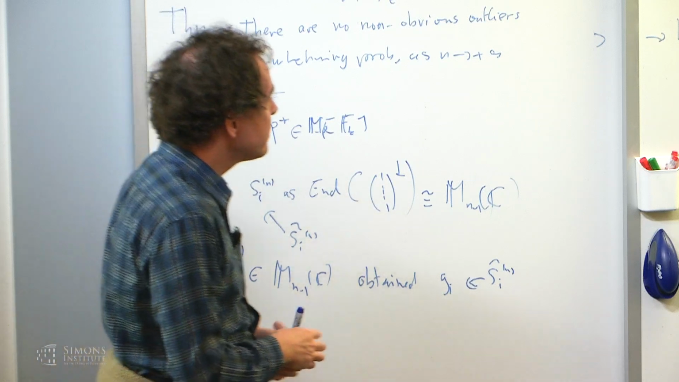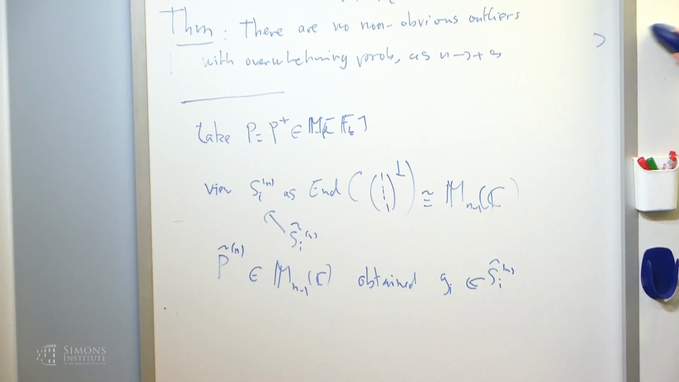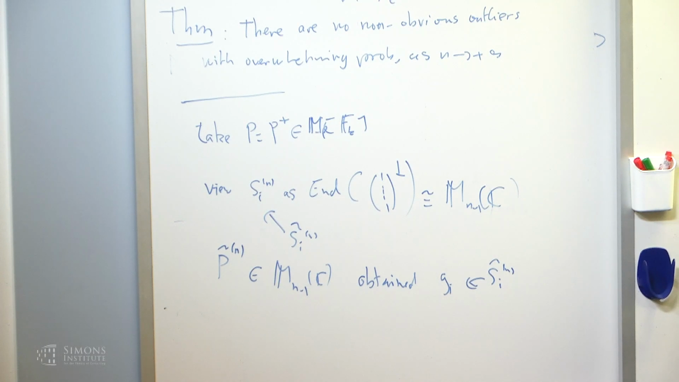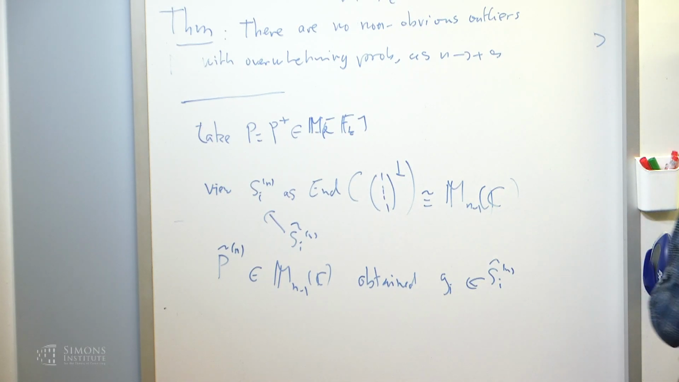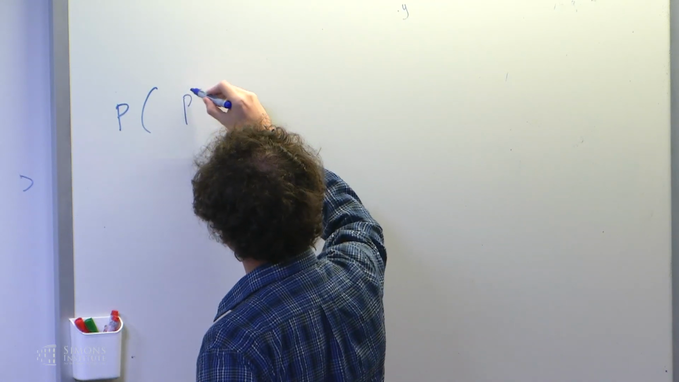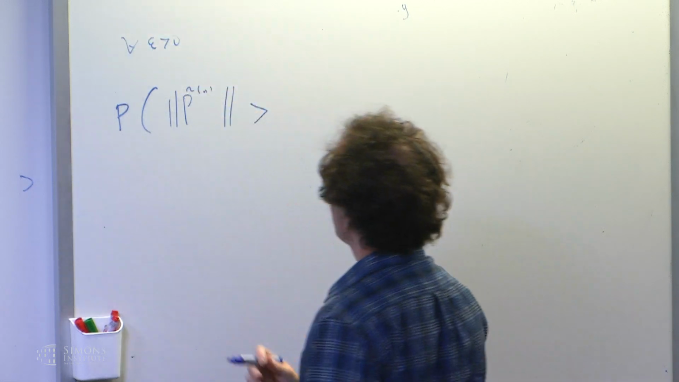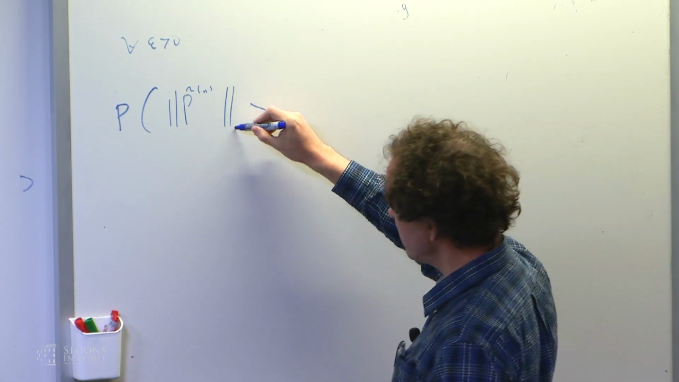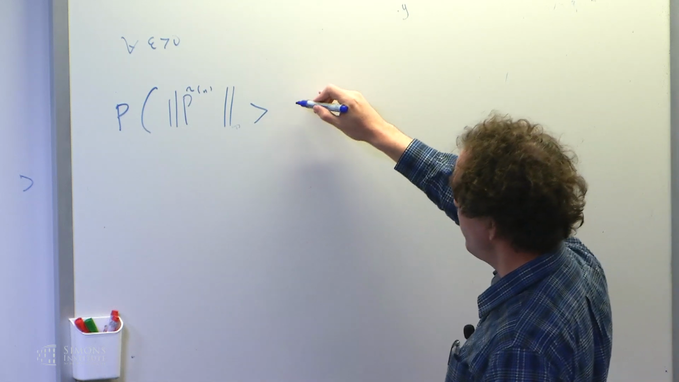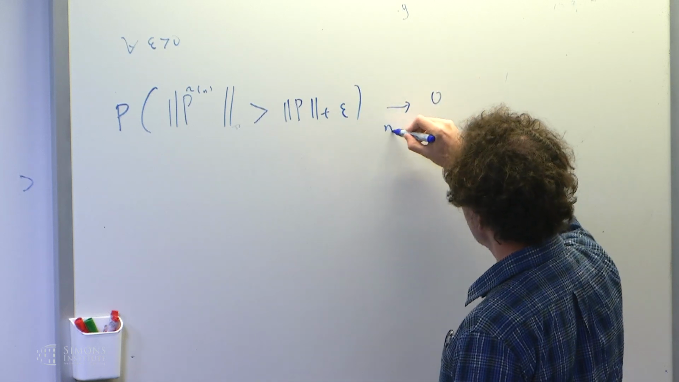And then what we have is what we want, namely that for this polynomial, the probability that the operator norm of P tilde n is bigger than the operator norm of p plus epsilon, for any epsilon bigger than 0, goes to 0 as n goes to infinity.